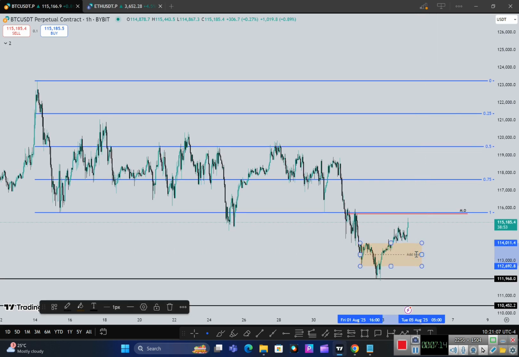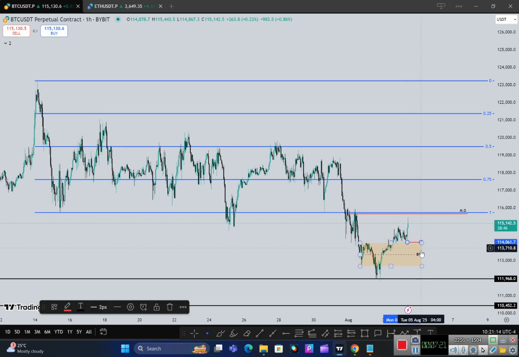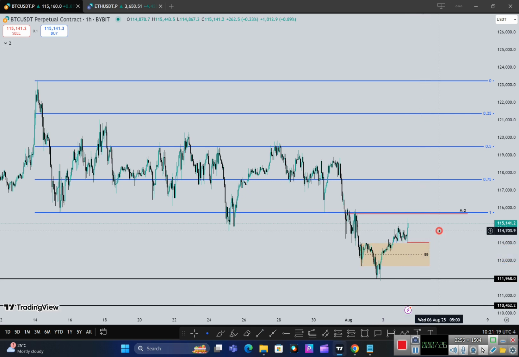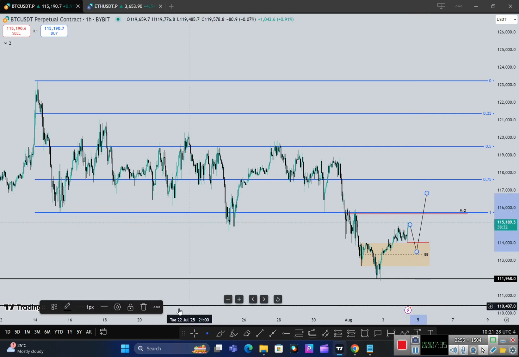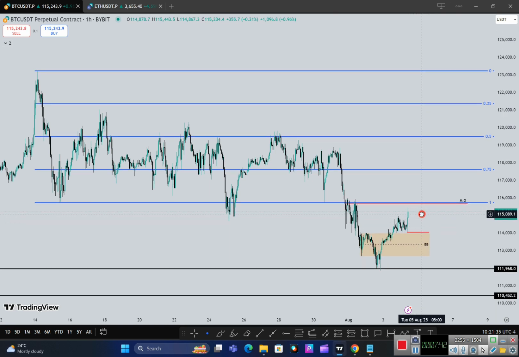So a retest of this breaker block and a sweep of these lows can be our entry, like this. So the first entry can be here, and for the second entry, if we don't see any sweep of this low back into this breaker block, we can long this level also.